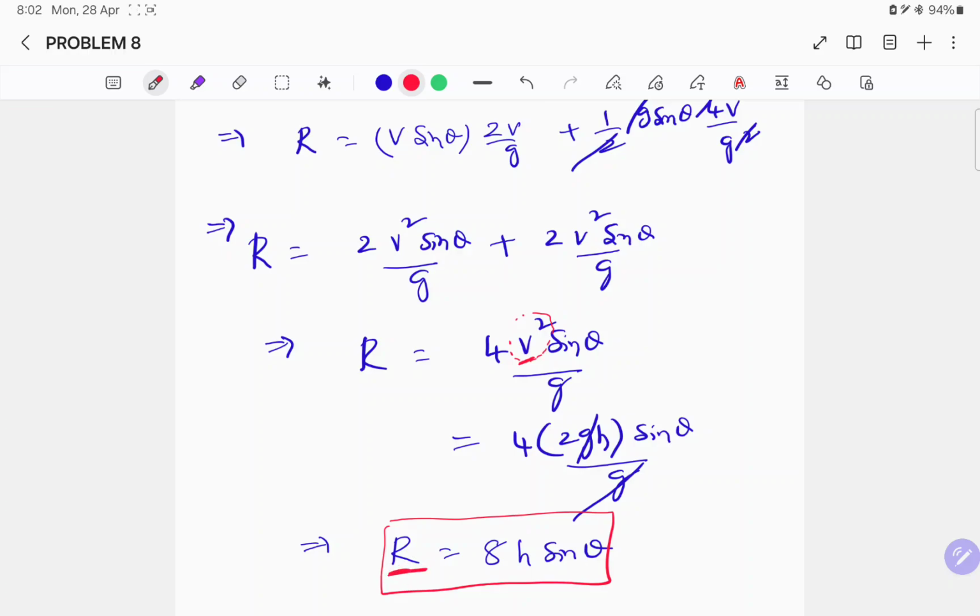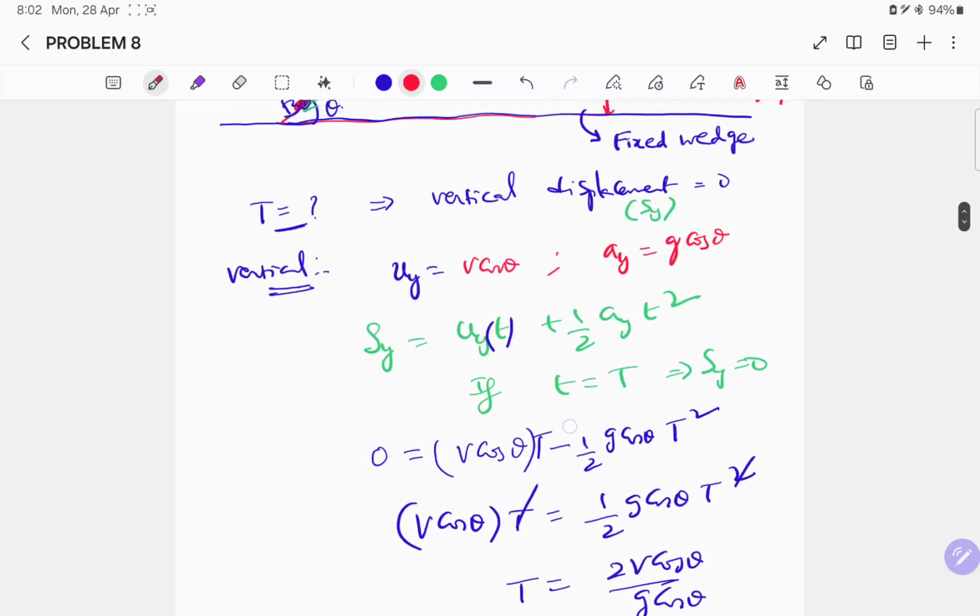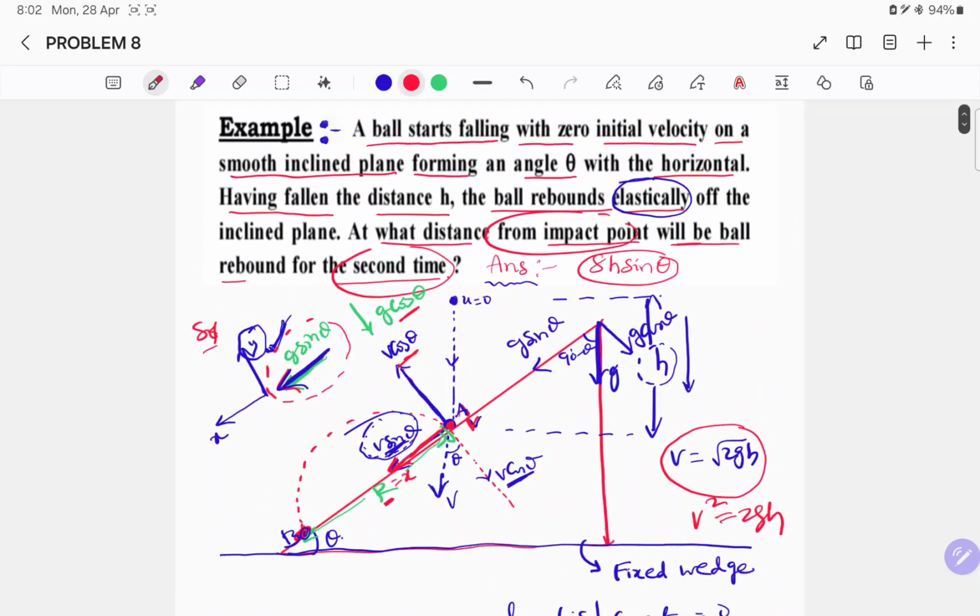This is nothing but the range of the projectile on the inclined plane, as well as the distance between the first impact point and the second impact point, where it starts bouncing one more time. Okay, hopefully you understood this concept very well with this explanation. Thank you.